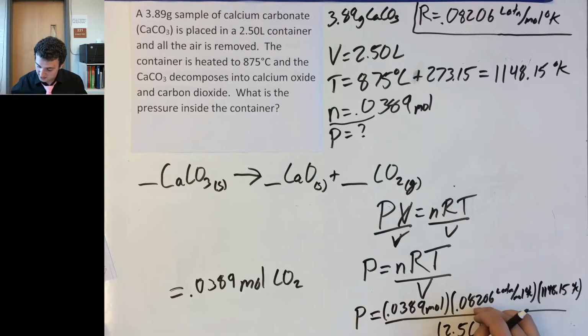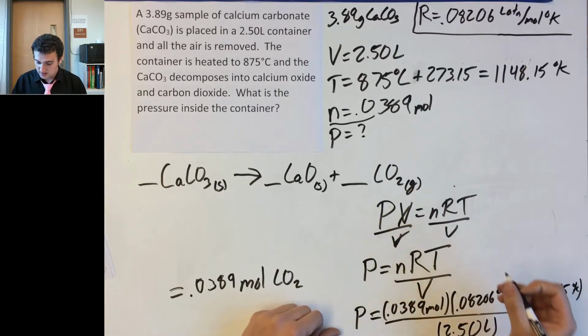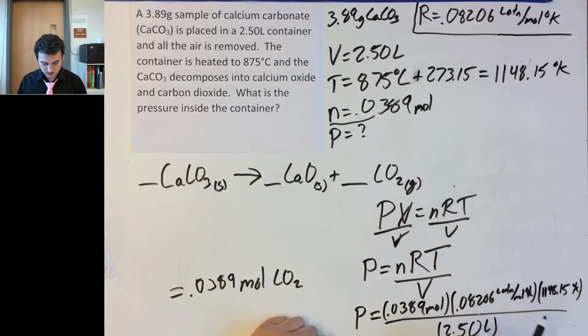Okay, now it's simply just doing 0.0389 times 0.08206 times 1148.15 divided by 2.50 liters. And I end up with, let's go ahead and move this.